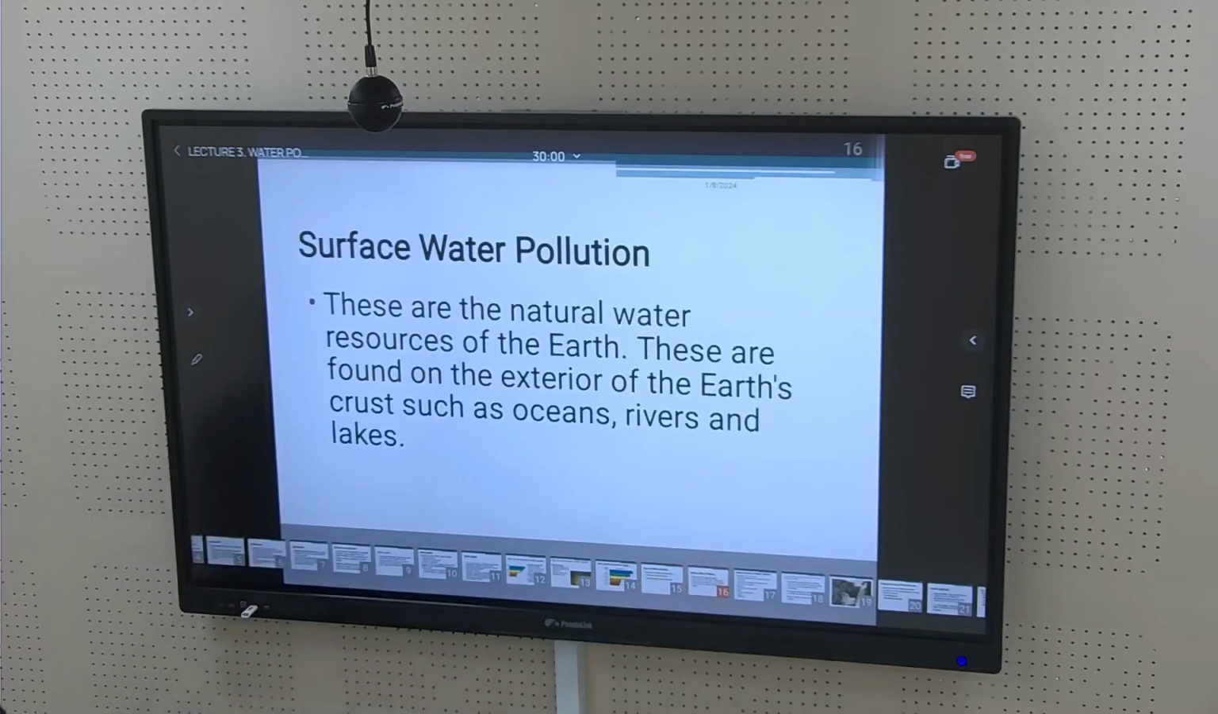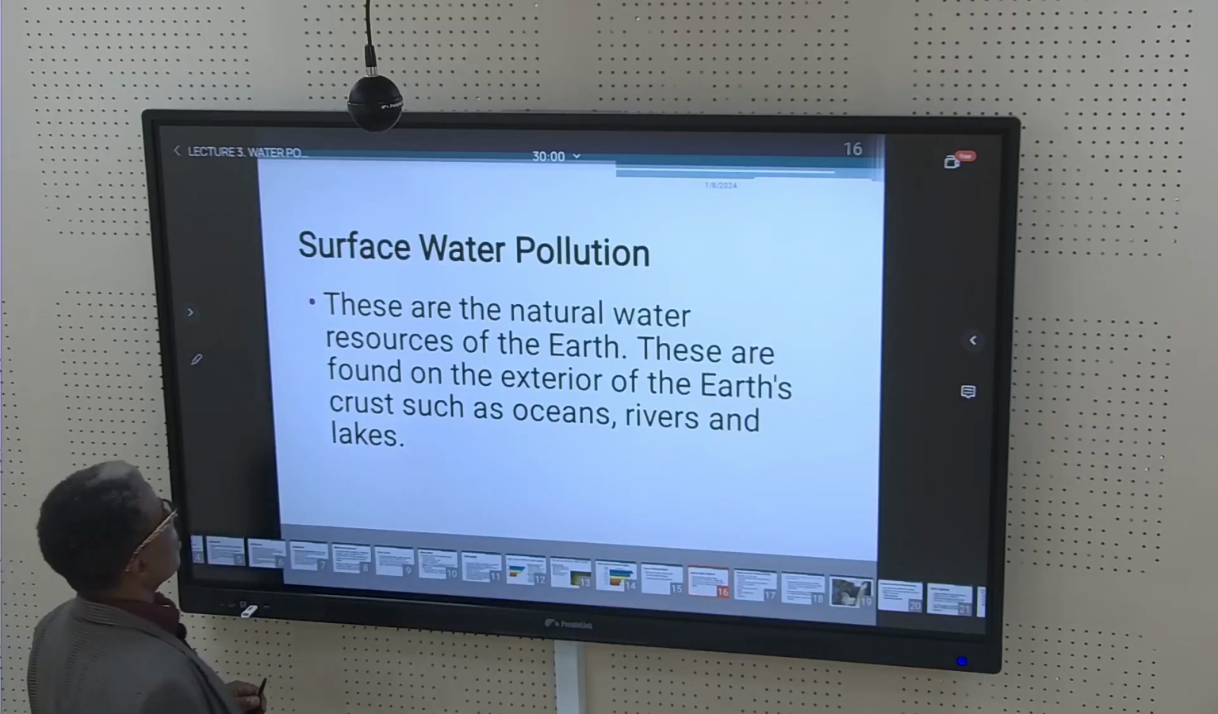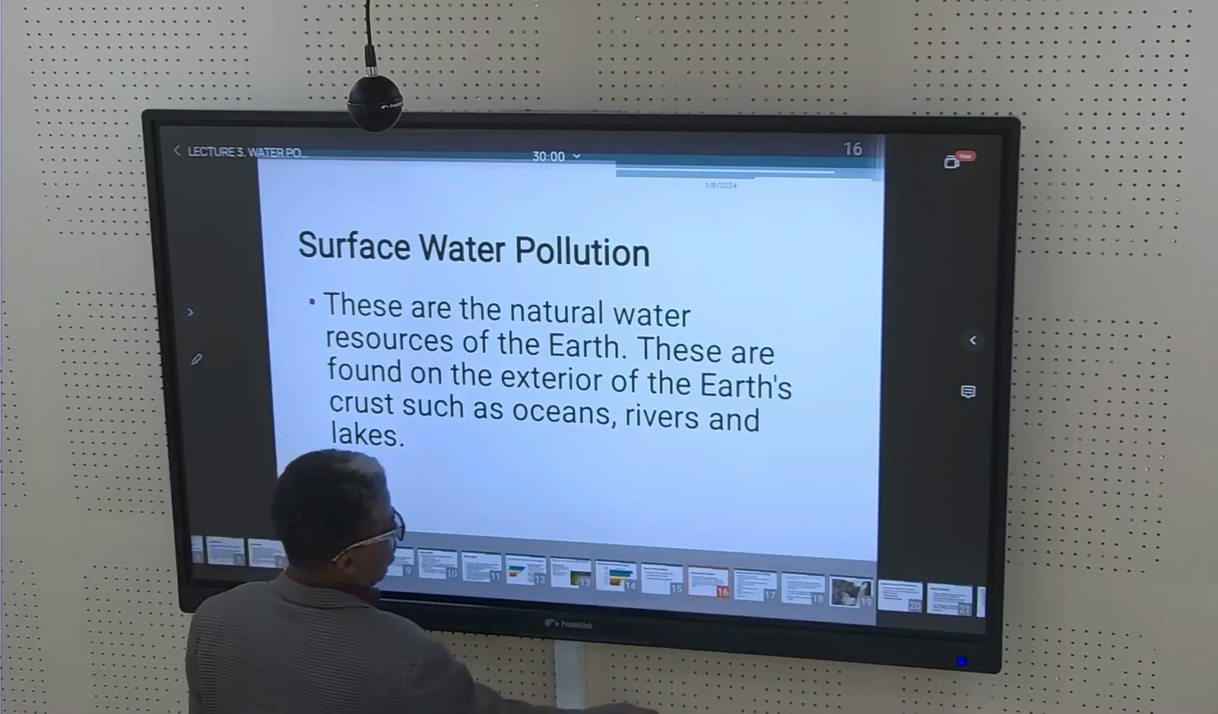For surface water pollution, these are the natural water resources of the earth. These are found on the exterior of the earth's crust, such as oceans, rivers, and lakes. So the sources are open, such as rivers, oceans, and lakes. That is surface water pollution.